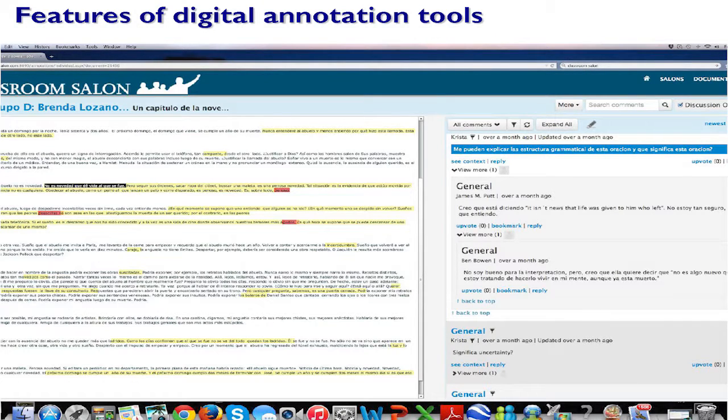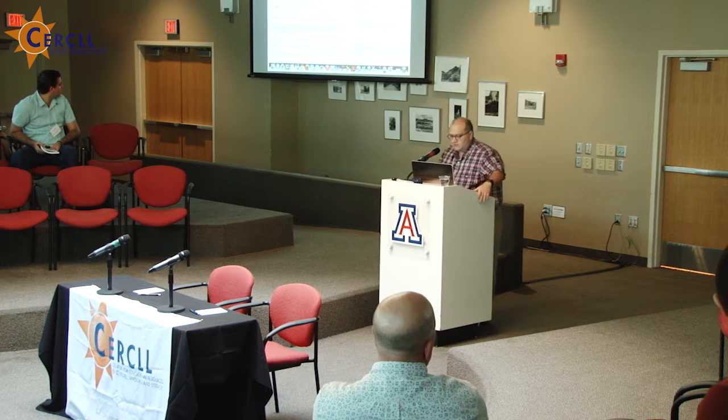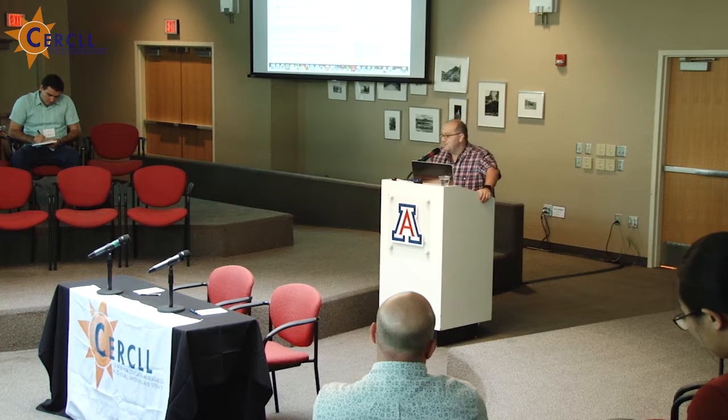So I thought I'd just take a couple of seconds here to show you some of the standard features that many of these digital annotation tools have, in case you haven't seen them before. This is a screenshot from a tool called Classroom Salon, produced by Carnegie Mellon several years ago, and is free, an open educational resource. But this is a standard feature, and this is called a heat map.